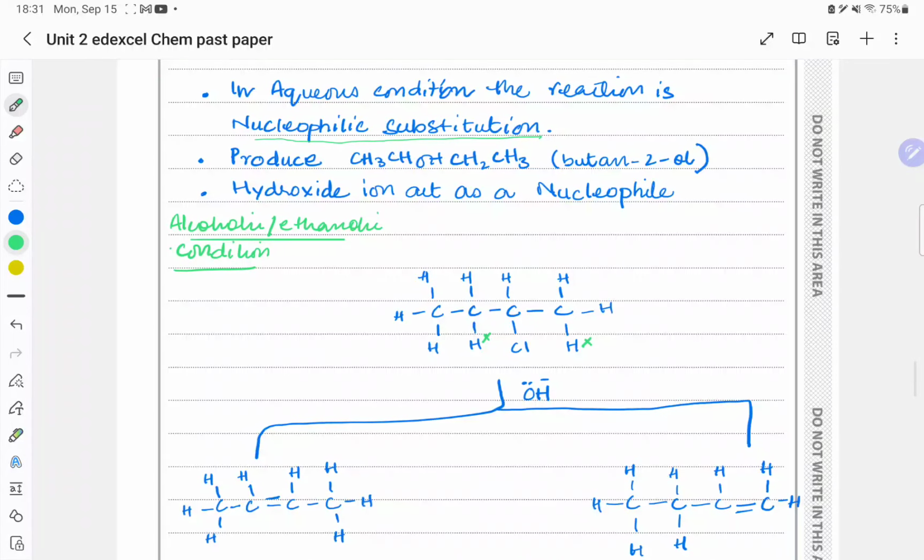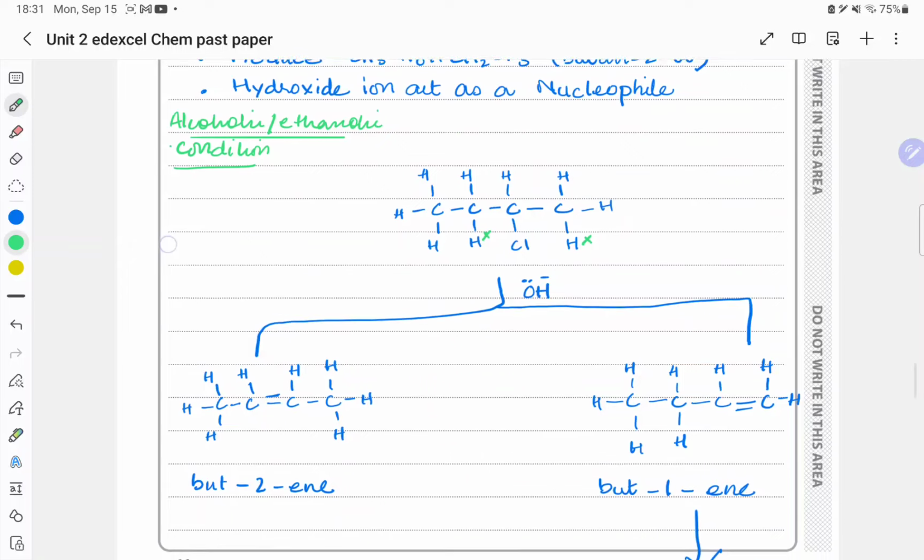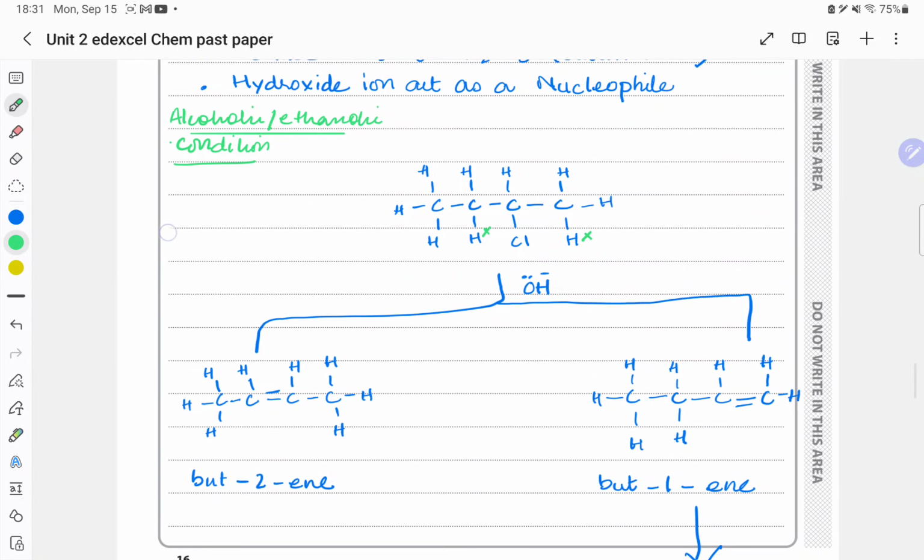What happens if hydroxide is provided in alcoholic solution? In this condition, the other type of reaction will take place, that is not nucleophilic substitution, it's an elimination reaction. So how are you going to find it out? The hydroxide over here is going to be acting as a base. What happened?